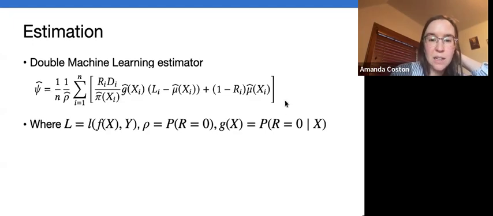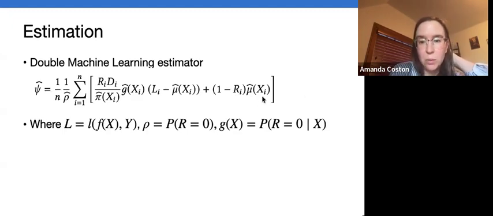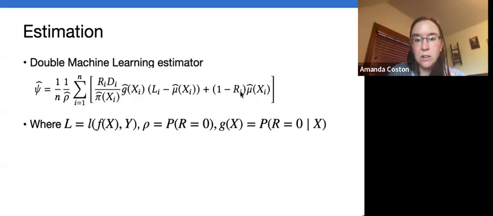So if we look inside the summation, let's start on the rightmost side where we have that mu hat of x. We're taking that estimate of our regression model, mu hat of x. So this is an estimate of the conditional loss given x. And we're going to add that into our estimator for people from the target population, so when R equals 0.